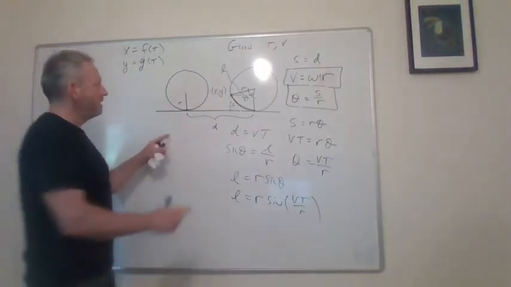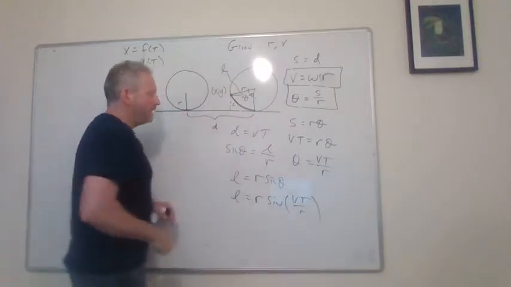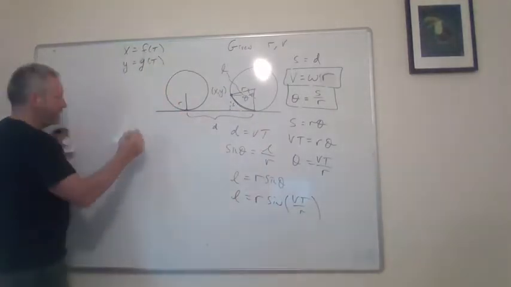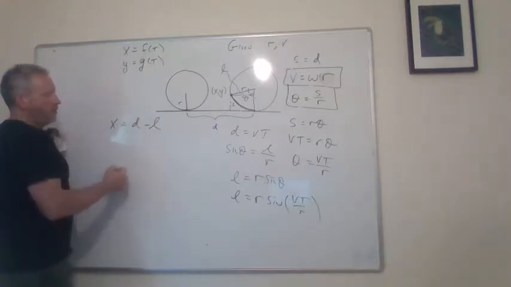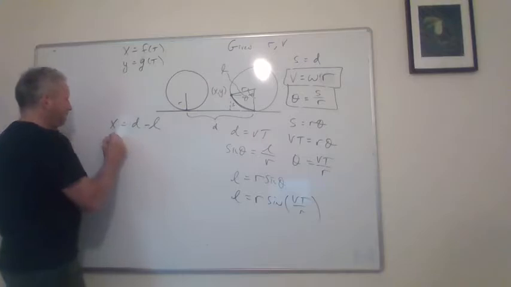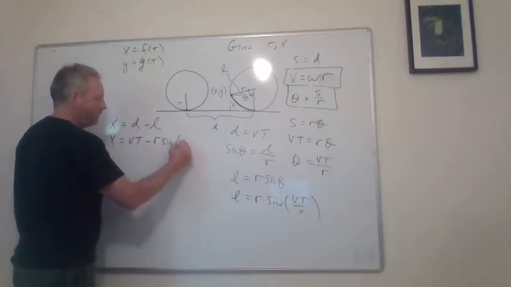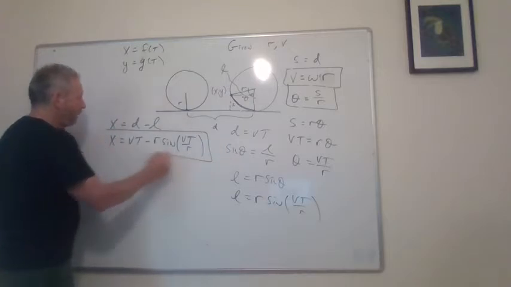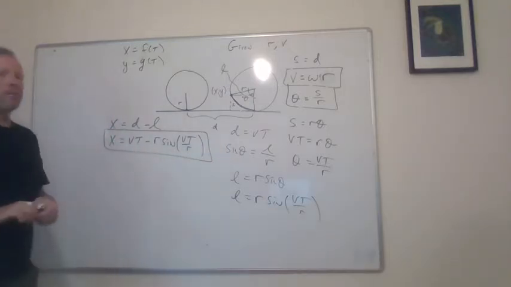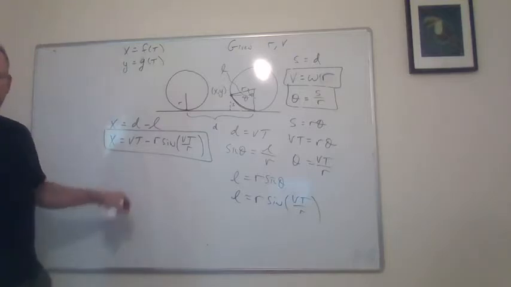Now what is X? X is D minus l. Let me write that down. X is D minus l. What was D? I think I had it written down somewhere here. So X is equal to VT minus R sine of VT divided by R. There is the parametric equation for X. X is a function of T.